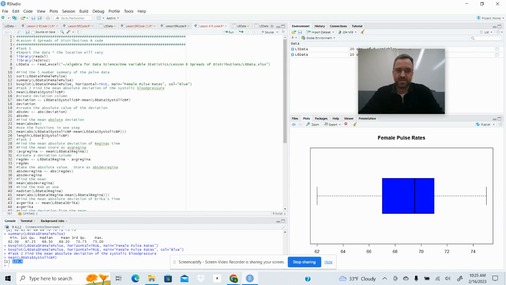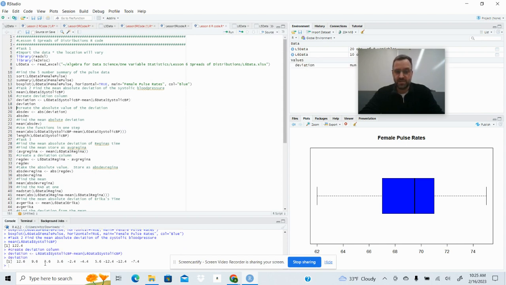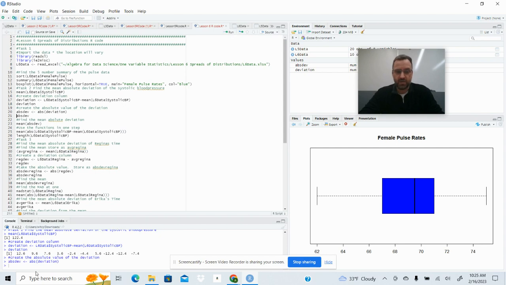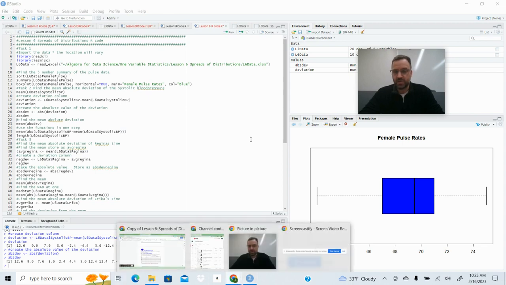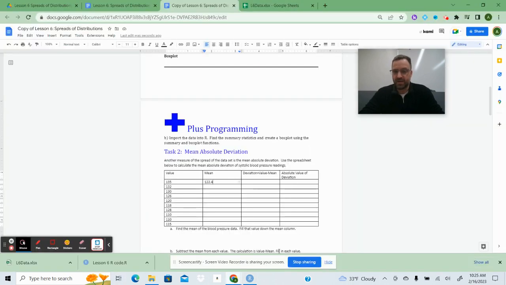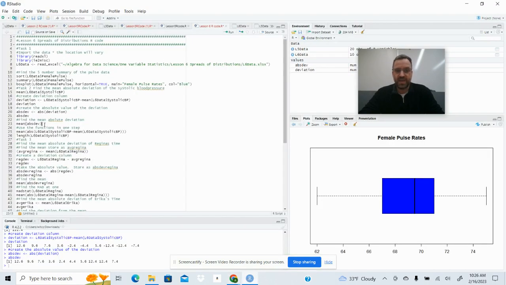But then you can also show them, honestly, to make your work a little bit easier, that is what R does. So you can find the deviation by doing the systolic blood pressure minus the mean of the systolic blood pressure. And that gives you these numbers. So they would just put them down the column in order. And then to find the absolute value of the deviation, you just do the absolute value, abs, of the deviation. And then there are those numbers to find the absolute deviation of that. And it lists them in order. So then they would just go to this column and fill that in. And then the mean absolute deviation, they would just add them up and divide by how many there are. And then you can do that as well by doing the mean of the absolute deviation.